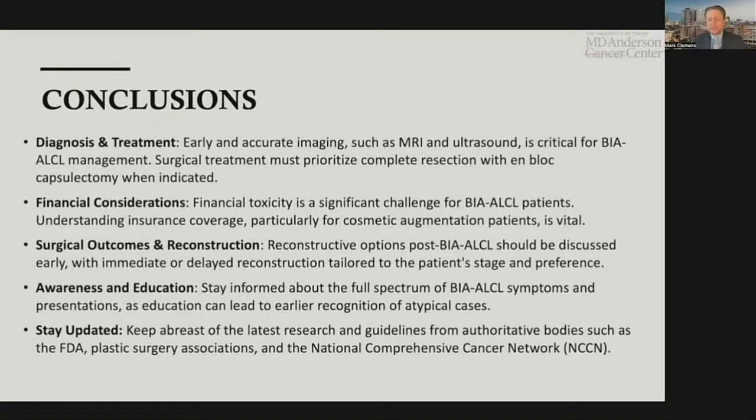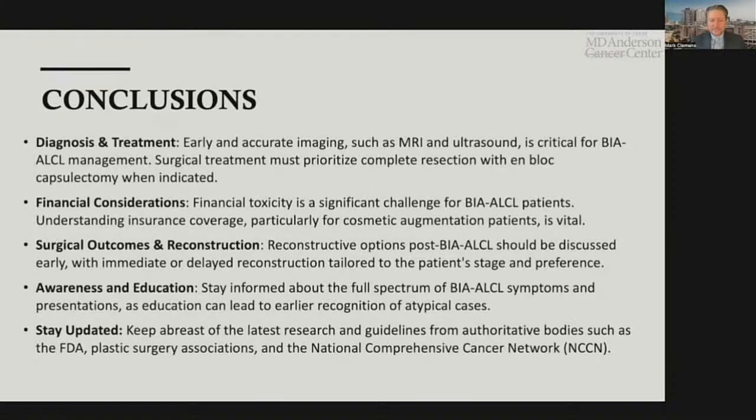Please stay informed about the full spectrum of ALCL symptoms, not just the most common like fluid collections and masses, but also uncommon symptoms such as night sweats or skin rashes that are not specific to ALCL, but if there's not an obvious answer for why they occur, keep hunting. Go to a second opinion. Go to a center that may see more uncommon things until you get an answer that is satisfactory for you. And that's how we can best address atypical cases.